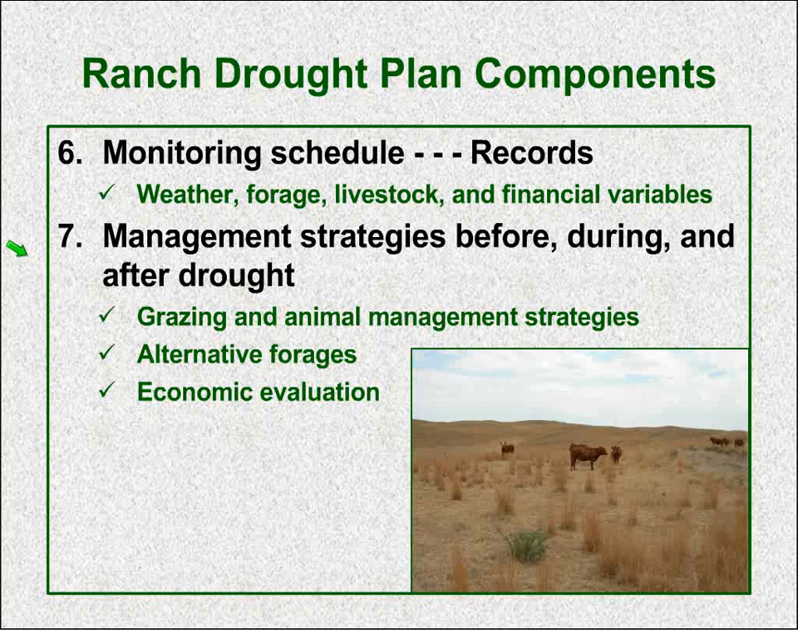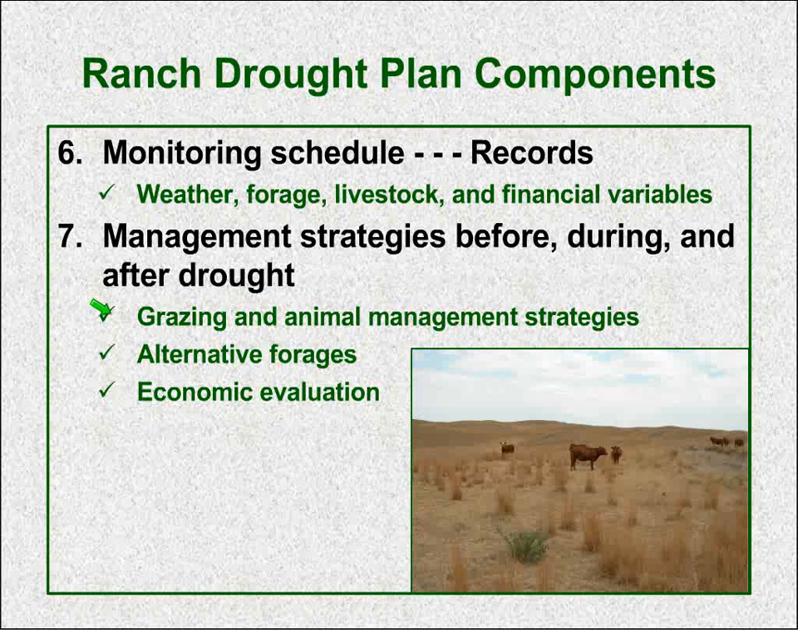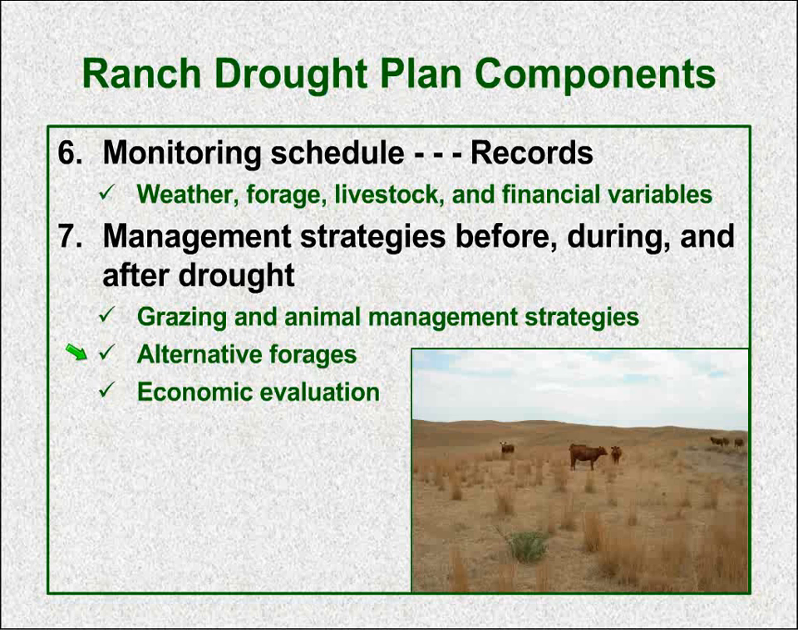Number 7, you should really develop, I think, a portfolio of different management strategies that you could use before, during, and after droughts. And these include things like on the grazing side, the different types of grazing rotations that you might use, the animal management side of things like early weaning, supplementation. Outline all of those strategies that you might be able to use. Alternative forages is another one, if you have some cropland that you could devote to growing forages. All very important parts of this as well.